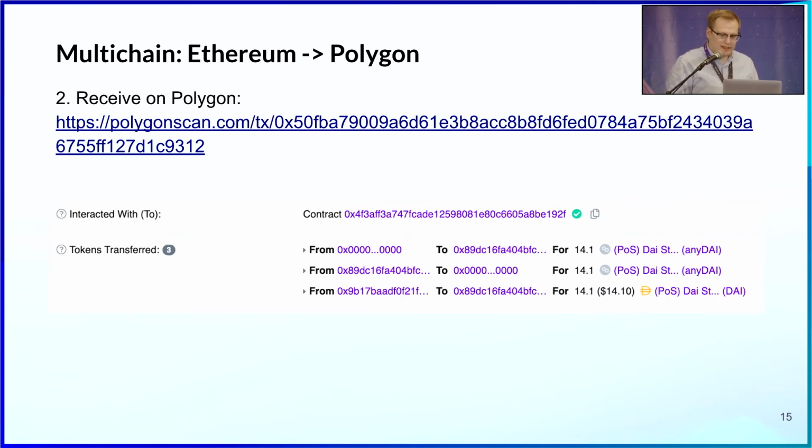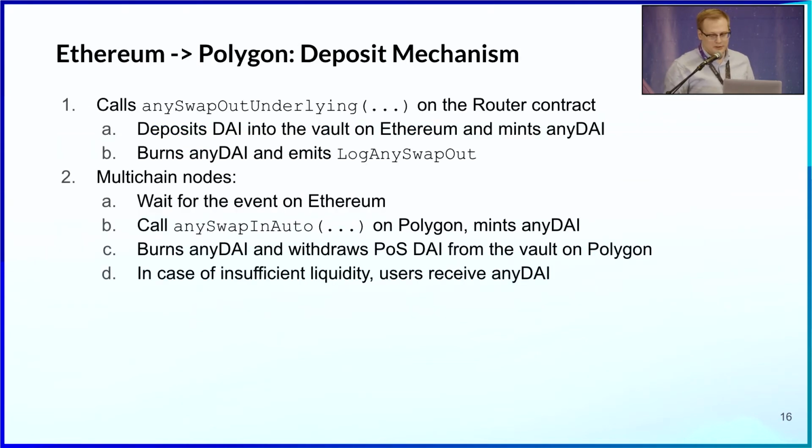On the Polygon side, we take our any DAI and we want to put that into POS DAI, which is the real DAI on Polygon. And so what we did was we call swap out any underlying, and so we took some DAI on the Ethereum mainnet, we burned it, we created some any DAI, and then we bridged the any DAI, and then on the Polygon side, we'll take the any DAI, we'll burn that, and we'll receive real POS DAI. The multi-chain nodes do this. They burn, or they create the transaction on the Polygon side.